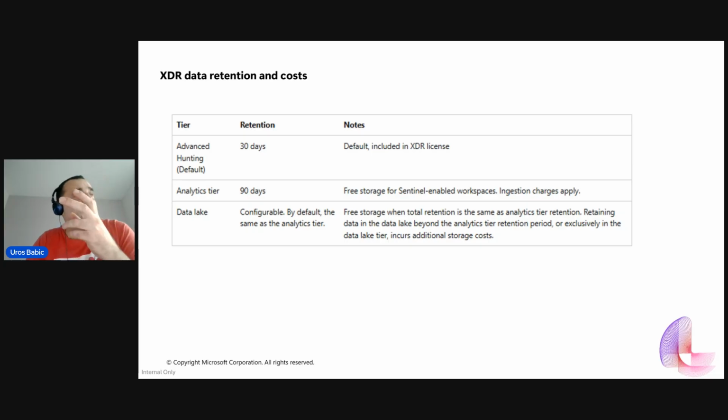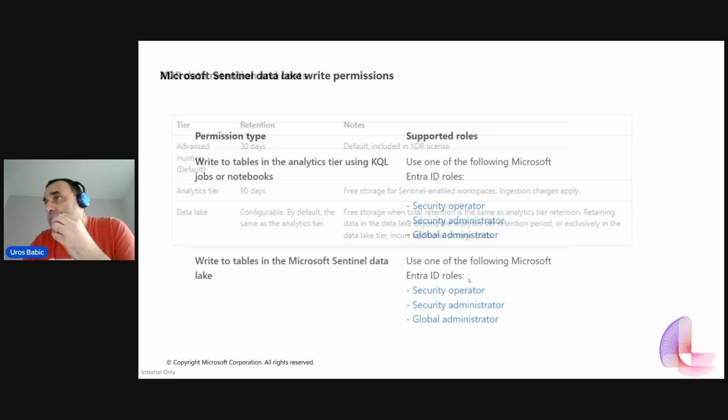When you change the table tier, all real-time analytic and hunting queries stop working. When you shorten table total retention, Microsoft waits 30 days before removing data. You can revert the change and avoid data loss if you made an error in some configuration.